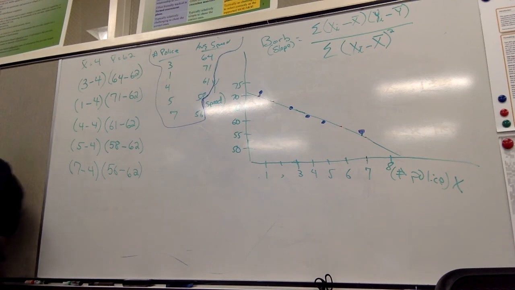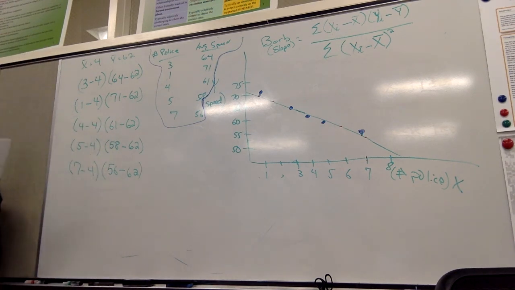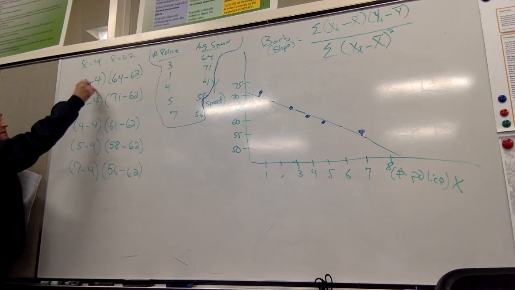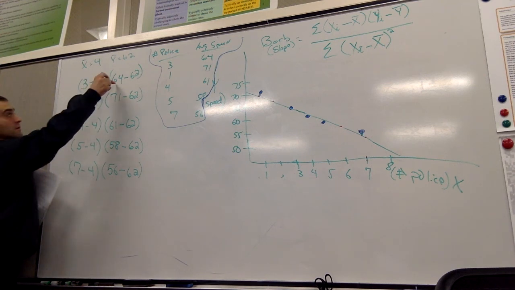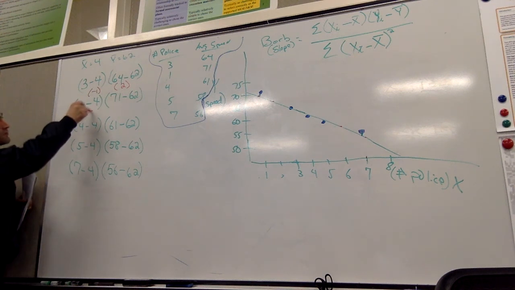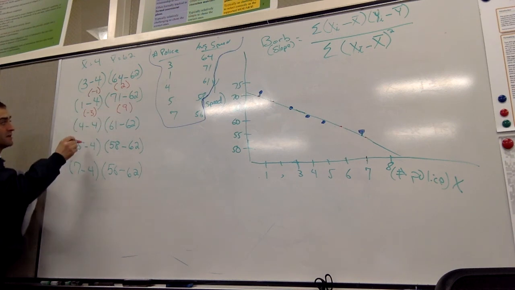So this is the setup for step number 2. Subtract the mean of x from each individual observation of x. Subtract the mean of y from each individual observation of y. Okay, so we've set up step 2, go ahead and finish off step 2 by doing what's in parentheses. This ends up being 3 minus 4 is a negative 1. 64 minus 62 is 2. 1 minus 4 is a negative 3. 71 minus 62 is a 9.